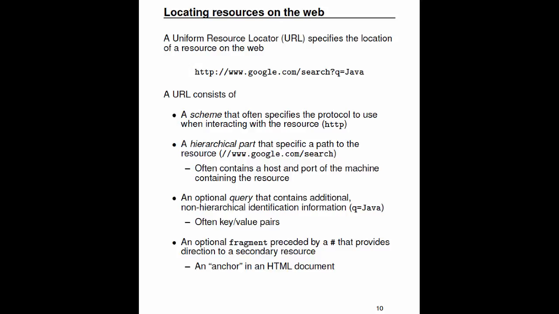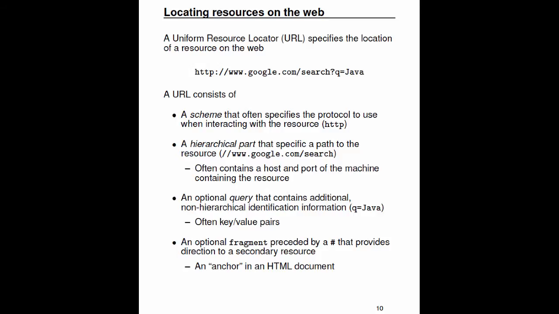Okay, so how do you locate things on the web? Well, you use a URL, right? This is sort of like Web 101. A URL, a Uniform Resource Locator, really talks about the location of some resource on the web. Notice I don't say web page or file, really something more abstract. It's a resource. So here's an example of a URL for doing a Google query.